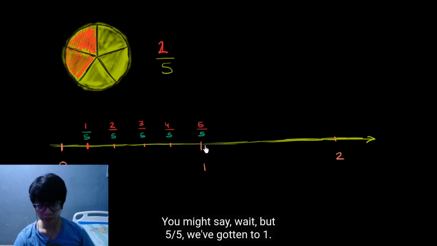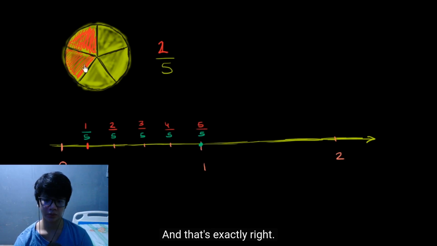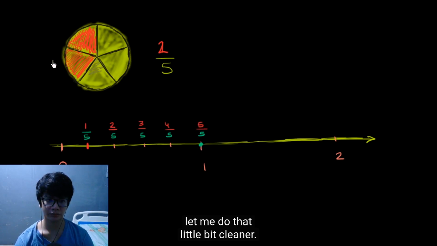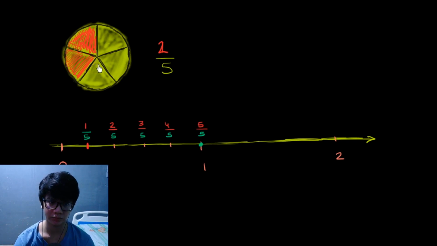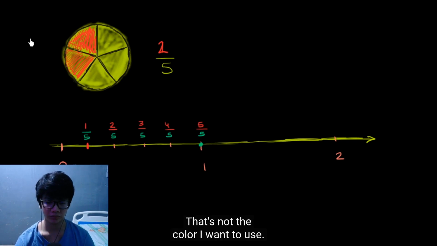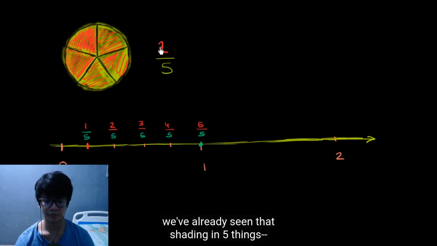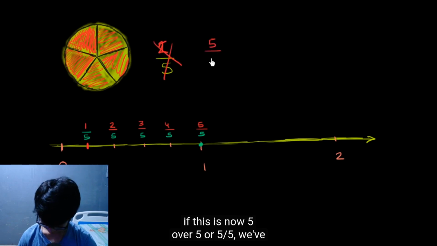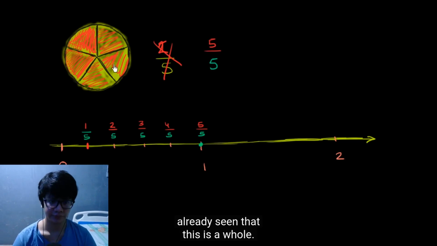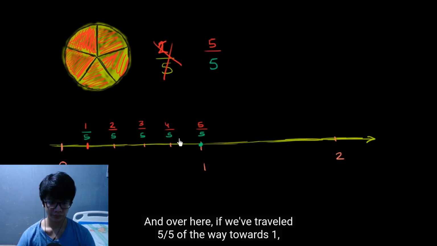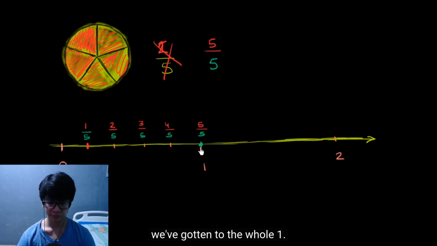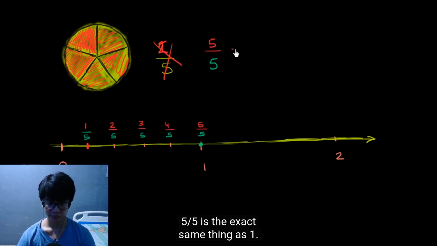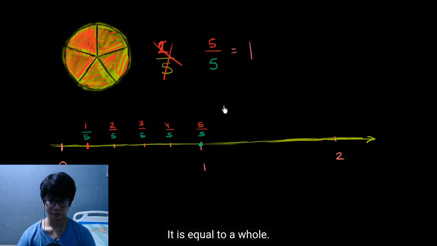You might say, hey, wait, but 5 over 5, we've gotten to 1. And that's exactly right. If I were to shade in 5 things over here, we've already seen that shading in 5 things, if this is now 5 over 5, or 5/5, this is a whole. And over here, if we've traveled 5/5 of the way towards 1, we've gotten to the whole 1. 5/5 is the exact same thing as 1. It is equal to a whole.